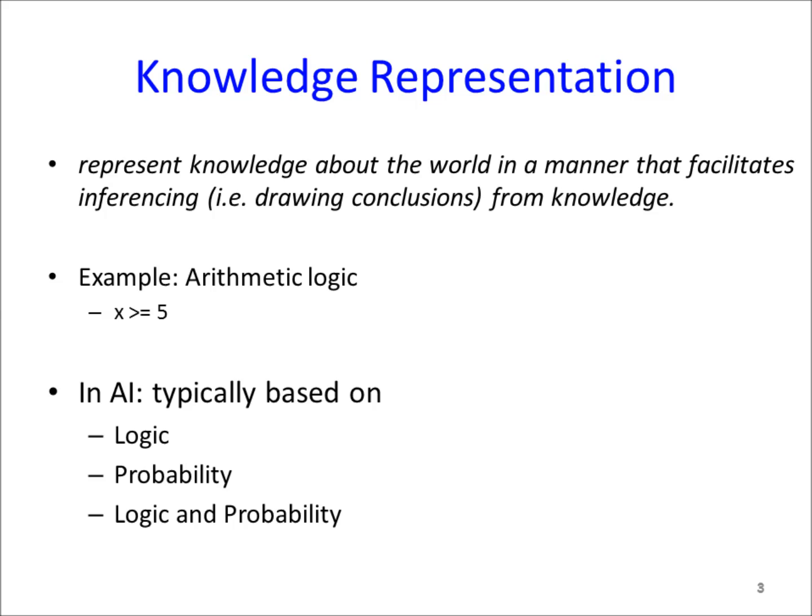That's a logical conclusion that we can draw based on what we already know. That is the inferencing process. Or if x is greater than or equal to 5, that means x square is greater than or equal to 25. We can make these conclusions, number one.